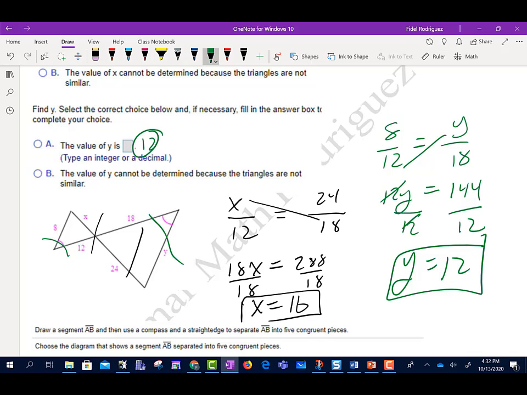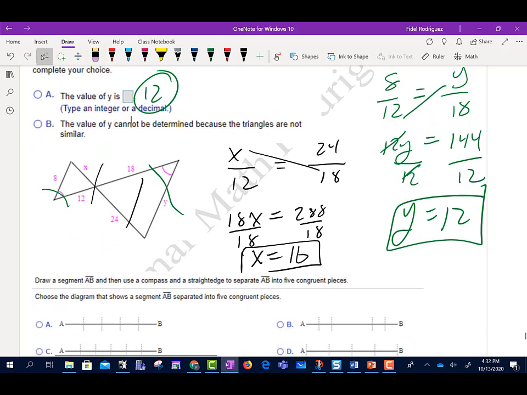So there's my answer, 12. Oops, doesn't look like a 12, does it? There we go. Okay.